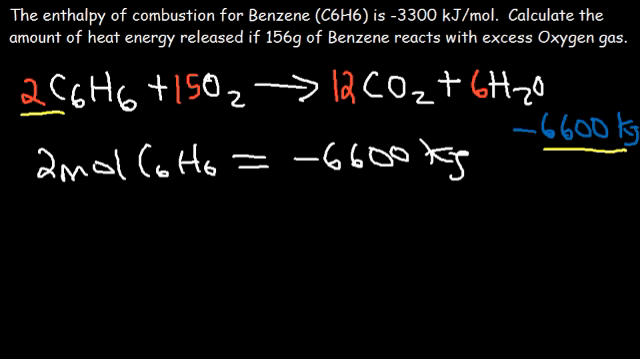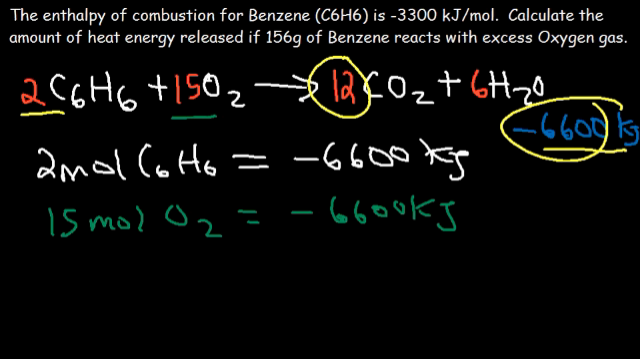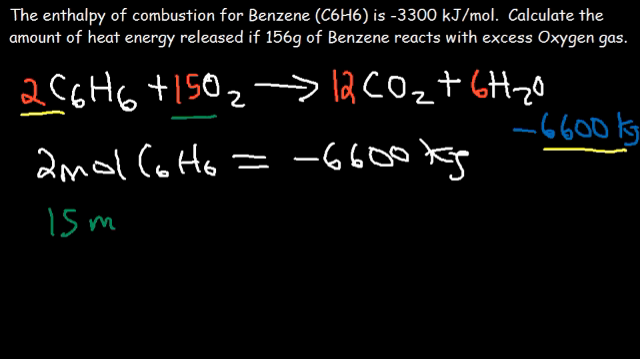Now notice that we have a 15 in front of O2. So in terms of oxygen, when 15 moles of O2 reacts, negative 6600 kilojoules of heat energy will be released. Now let's say we have moles of CO2. For every 12 moles of CO2 that reacts, 6600 kilojoules of heat energy will be released. So, do you see where I'm getting at here? Make sure you understand that.